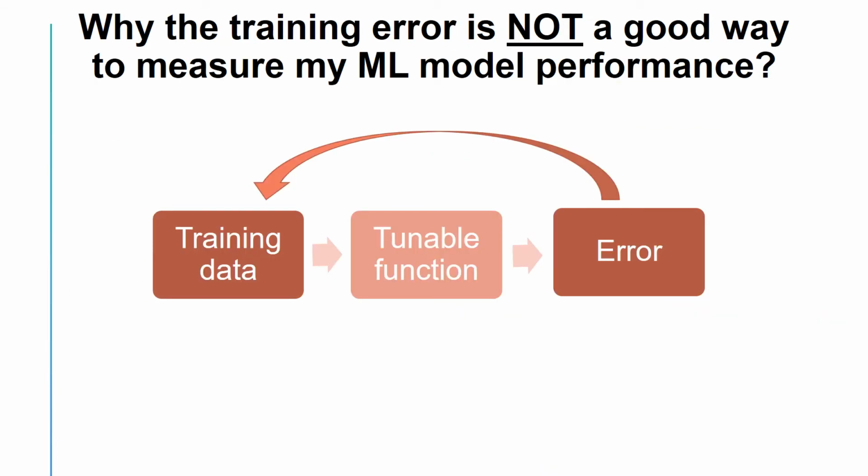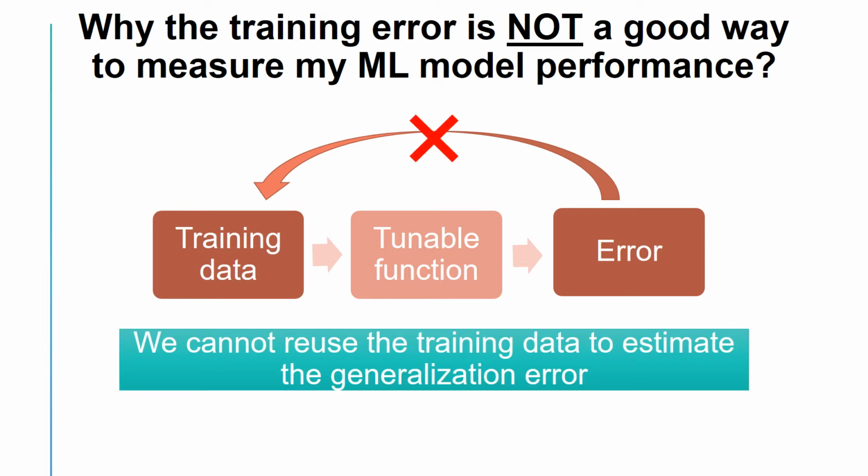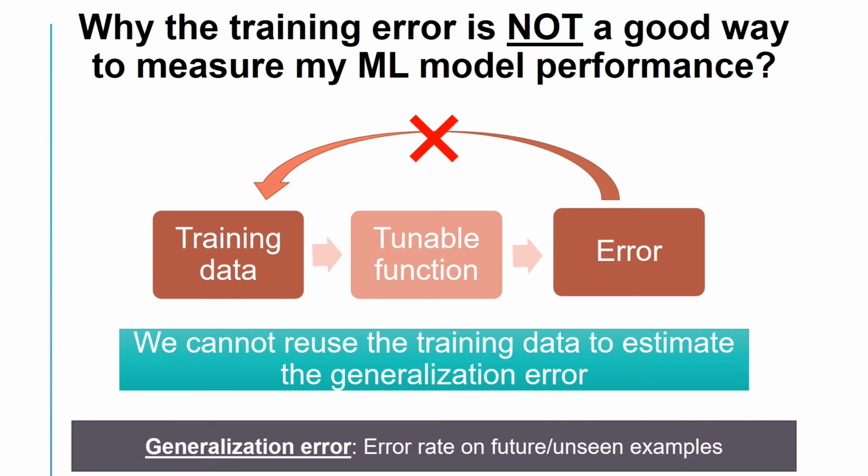We have used our training data to select a tunable function that minimizes the training error. However, we cannot reuse the training data to estimate the performance of our machine learning model on the unseen data. This performance is known as the generalization error, which is the error rate on future or unseen examples. In summary, since the training data was already used in selecting the function, we cannot trust the training error. It is usually too optimistic. That is, the training error is normally lower than the generalization error, which is the error that we observe when we test our model in a real-world scenario.